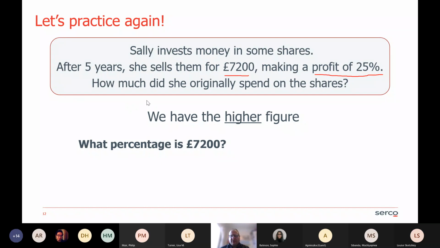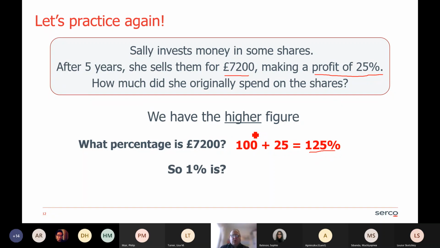Answers coming through. Excellent, everybody. It is indeed. It's the 100%, sorry, that she started with, added to the 25% profit, which gives us a figure of 125%. So if we know that 7,200 is 125% because it's our original money and our bonus on top, how can we work out 1%?